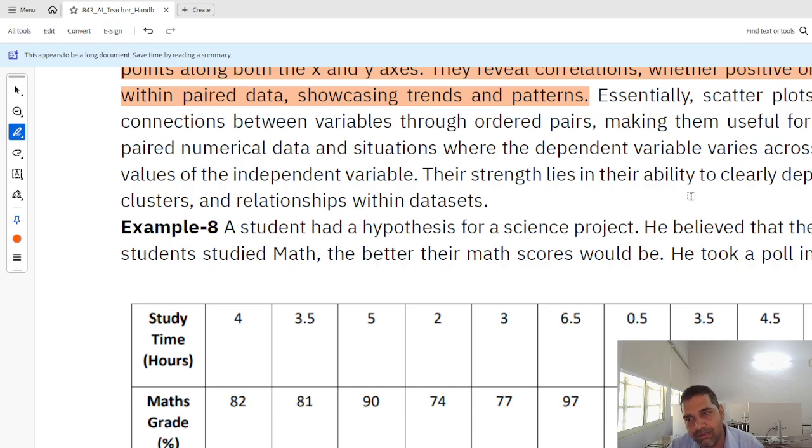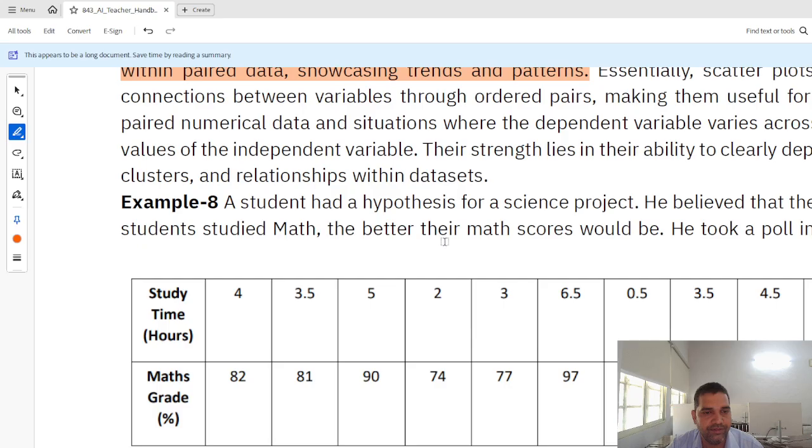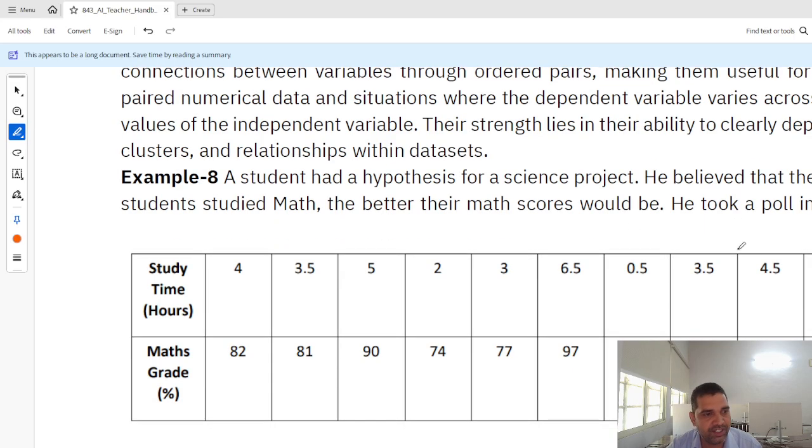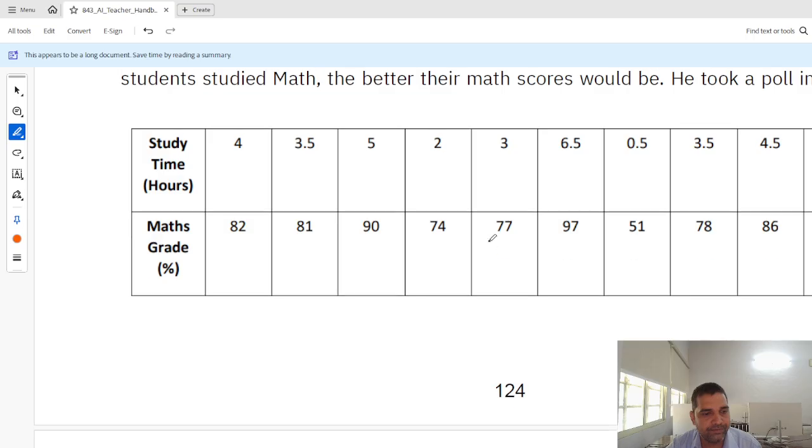Their strength lies in their ability to clearly depict the trends, clusters, and relationships within data sets. Here you can see the student had a hypothesis for a science project. He believed that the more the students studied math, the better their math scores would be. He took a poll in which the students gave their study time in hours.